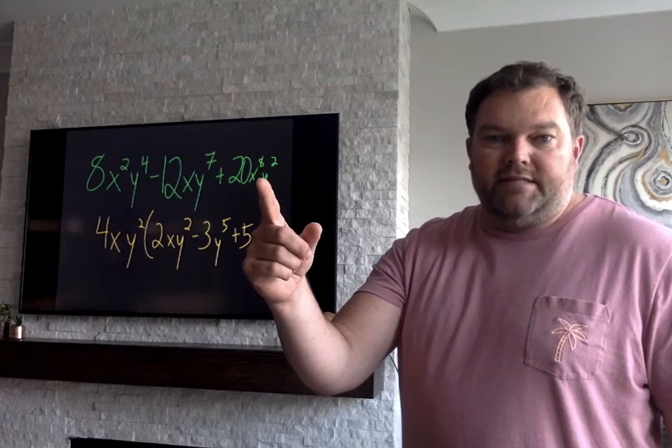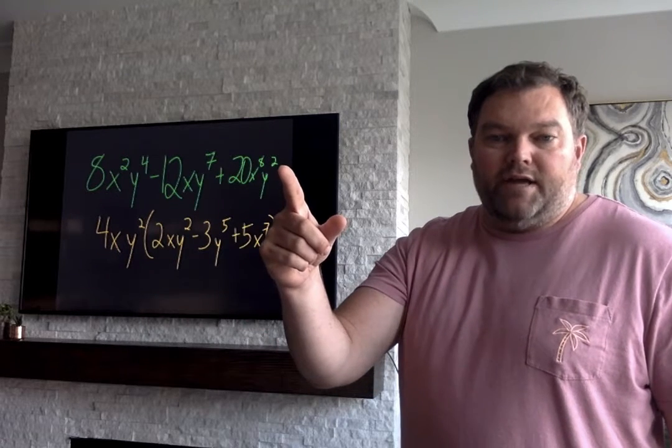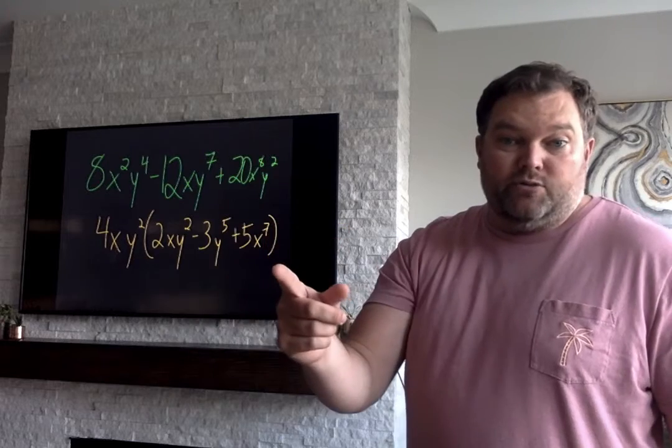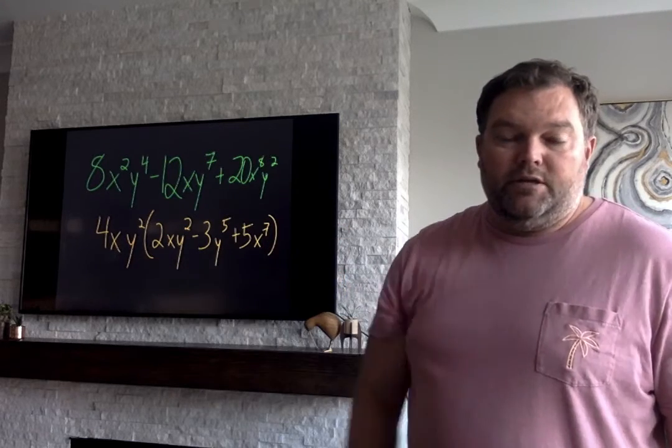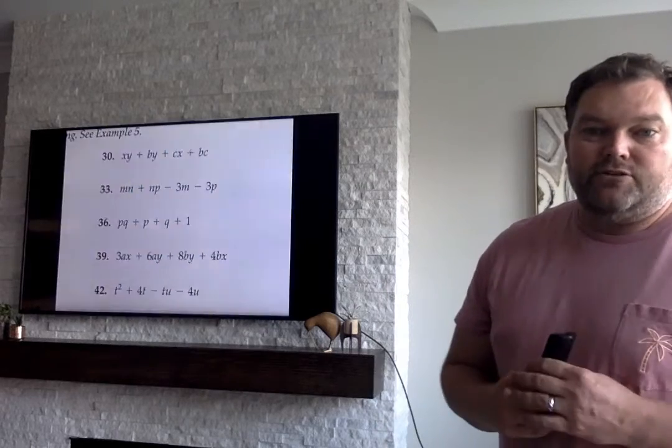Divide x to the 8th by x, you're left with x to the 7th. And you divide the y squared by the y squared. All the y squareds are gone. So this would be your final answer. Okay? So that's factoring out.